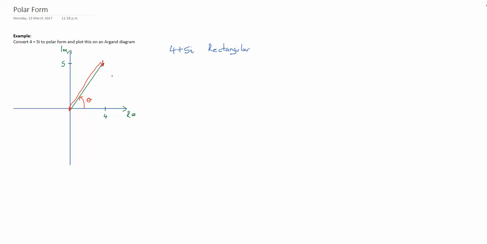So that's what polar form does. Now there's a little bit of terminology that goes with this. This distance that we walk along that line is known as the modulus, and it's typically given the symbol r. So that's that distance along here, and this angle that is turned from the real axis, in this anti-clockwise direction, is known as the argument.